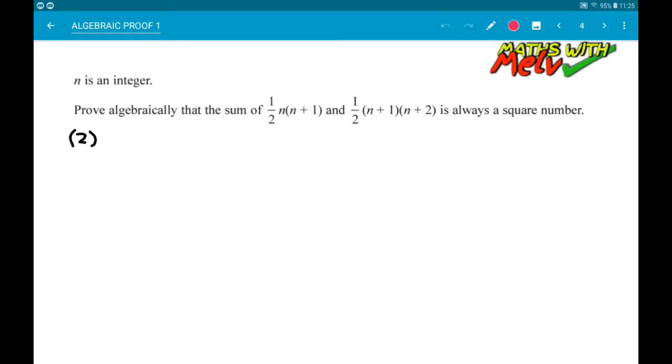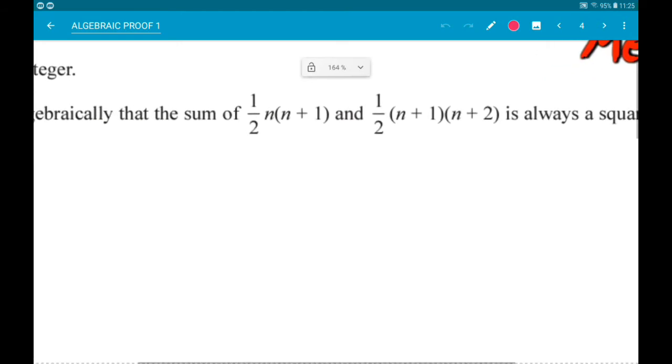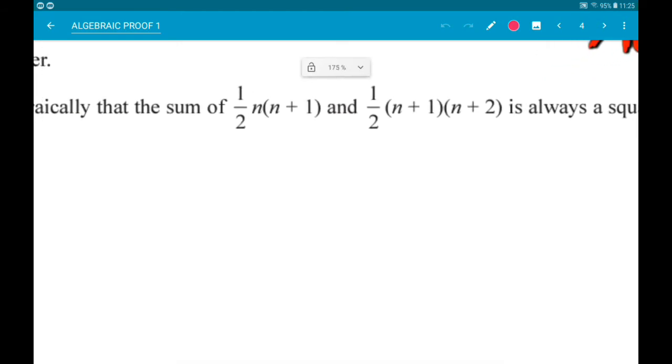Okay, number 3. N is an integer. Prove algebraically that the sum of 1/2 n times n add 1 and 1/2 times n add 1 times n add 2 is always a square number. Only 2 marks. Pretty tight. So, sum means to add together. So, we want to do, we'll have 1/2.